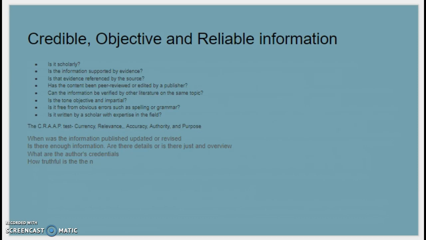The C.R.A.A.P test, which should be easy for you to remember, C.R.A.A.P, means currency, relevance, accuracy, authority, and purpose. When was the information published, updated, or revised? Is there enough information, and are there details, or is there just an overview? What are the author's credentials, and how truthful is it?